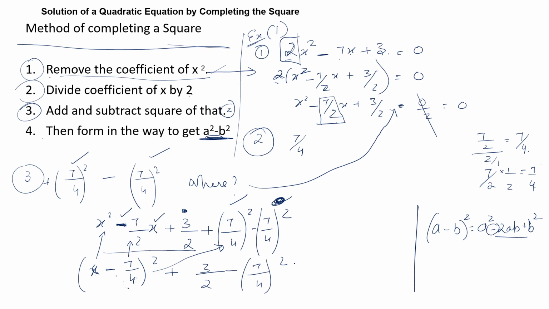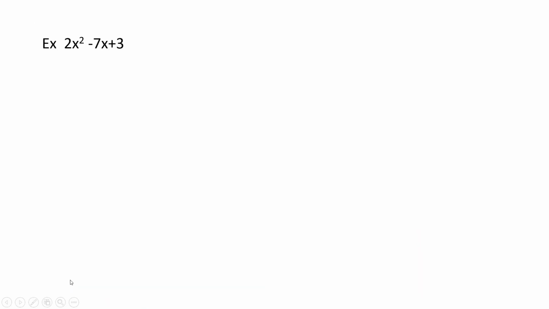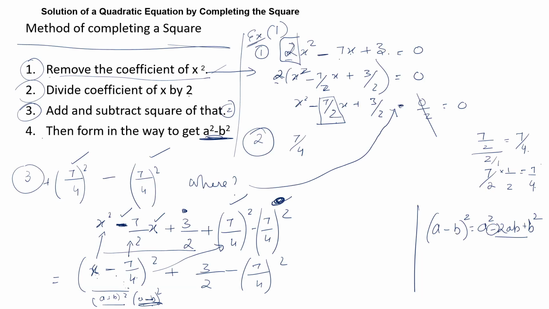Then up to this it is clear. We have to write either in the form of a plus b whole square or a minus b whole square. So for that we have to check the sign of the x coefficient. If it is minus, obviously that will become a minus b whole square. If it is plus, it will become a plus b whole square. Is this clear? Okay, so now after this I have to proceed.